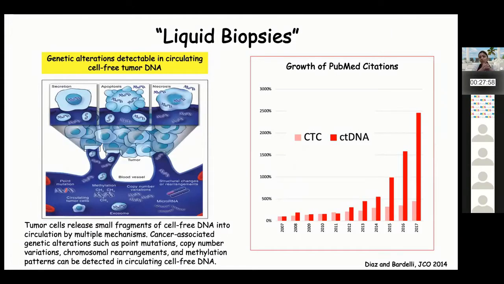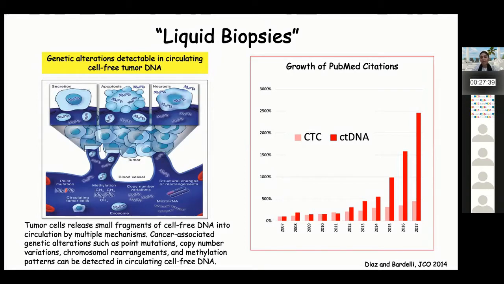Now, coming to the concept of liquid biopsy, because most of what I've shown you so far has really depended on the mechanism of biopsying a tumor and sending that tissue specimen for profiling. But how can we make it easier for the patient and make it easier for ourselves? And that comes from the use of liquid biopsies.